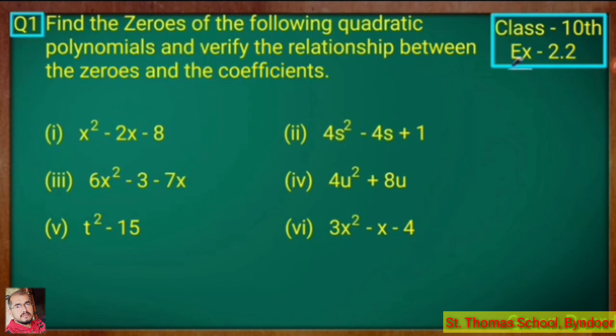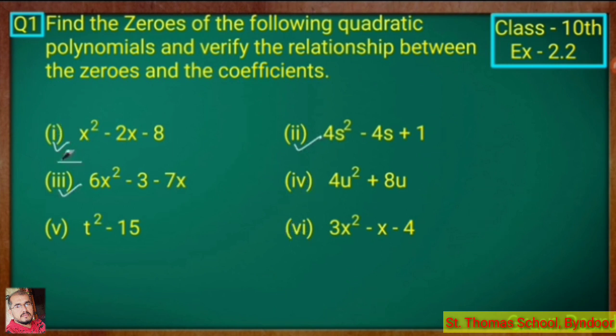In this exercise number 2.2, first question: find the zeros of the following quadratic polynomials and verify the relationship between the zeros and the coefficients. Here there are 6 questions. Of these 6 questions, I will explain the first question now. That is x square minus 2x minus 8. We have to find the zeros first and then verify the relationship between the zeros and the coefficients.